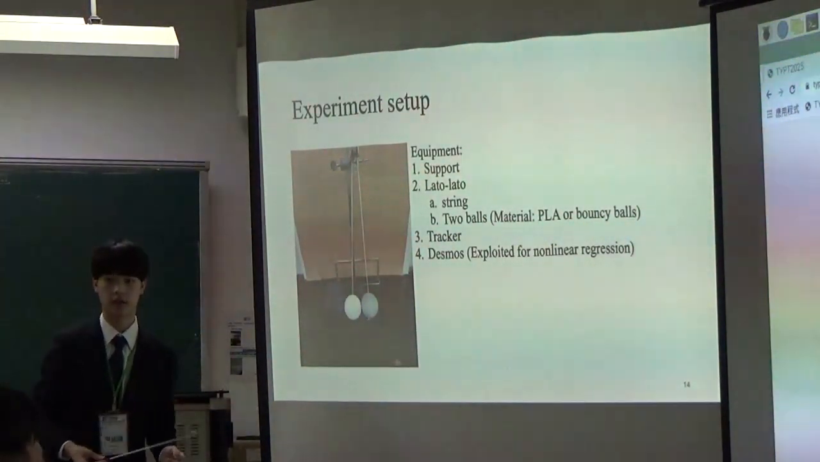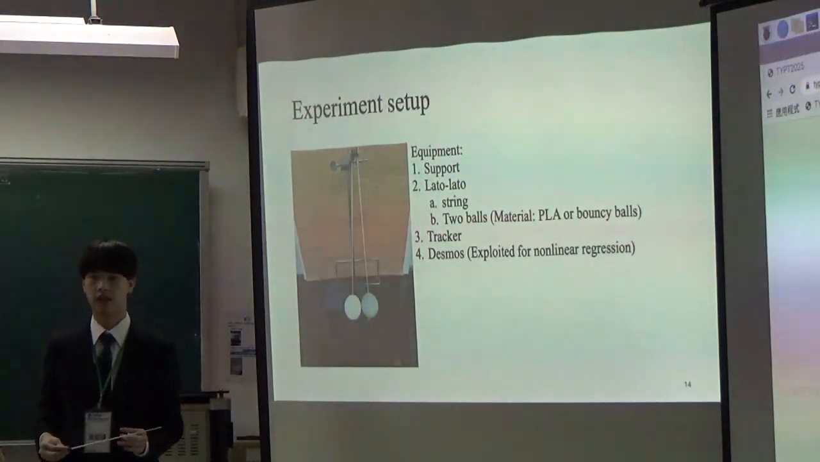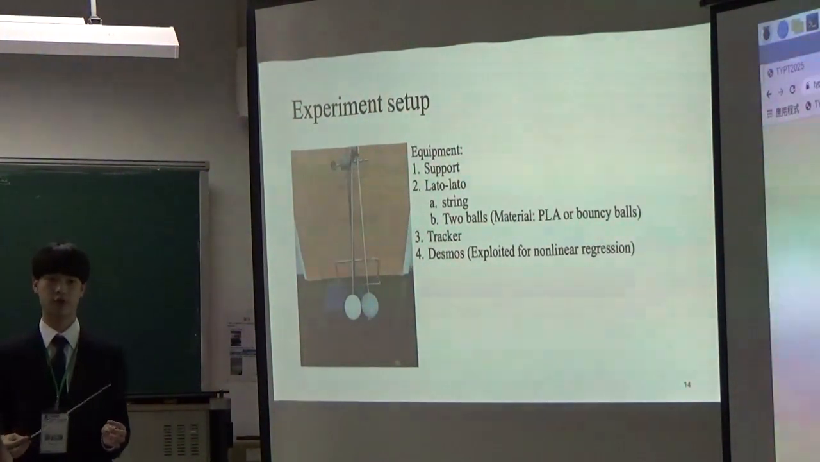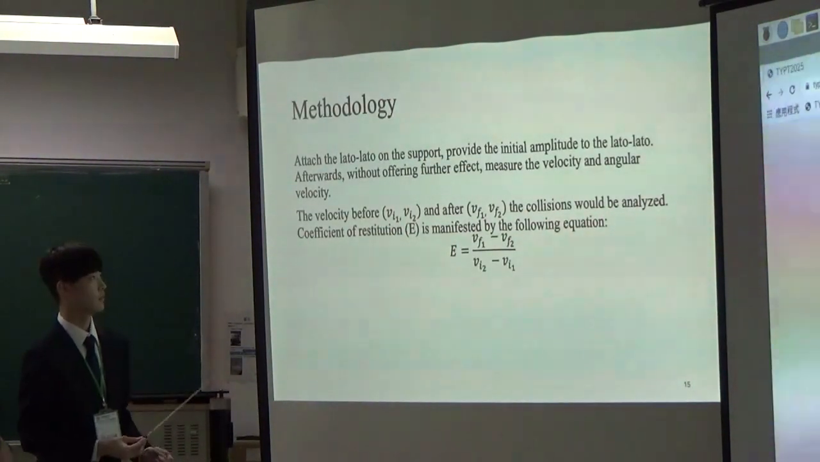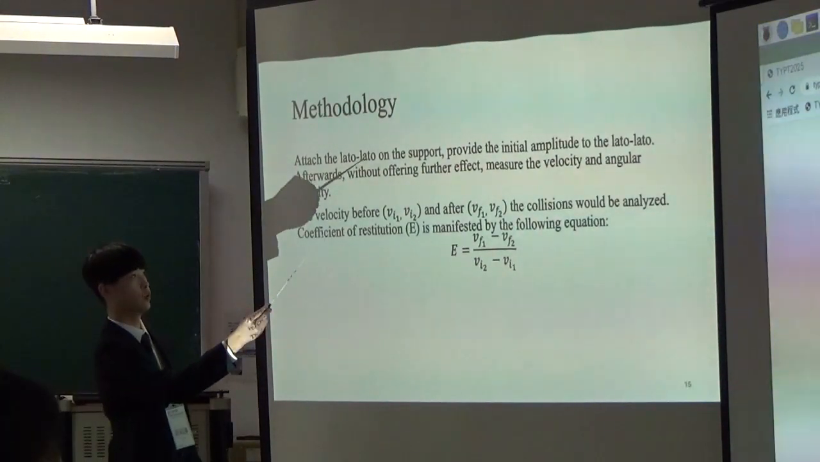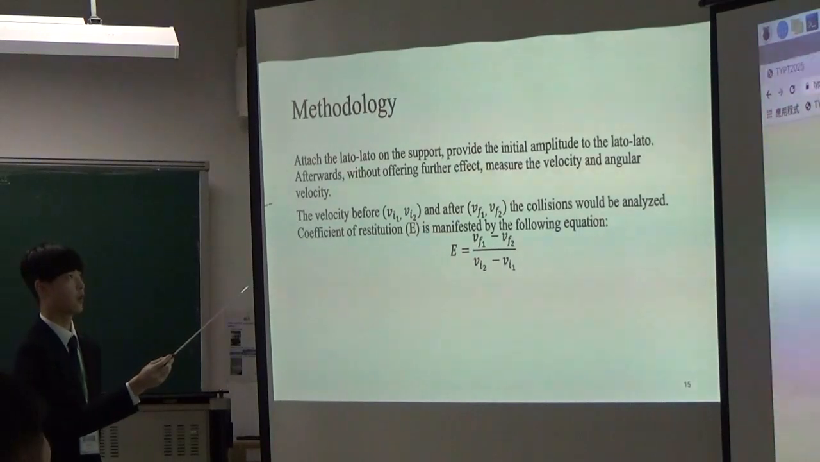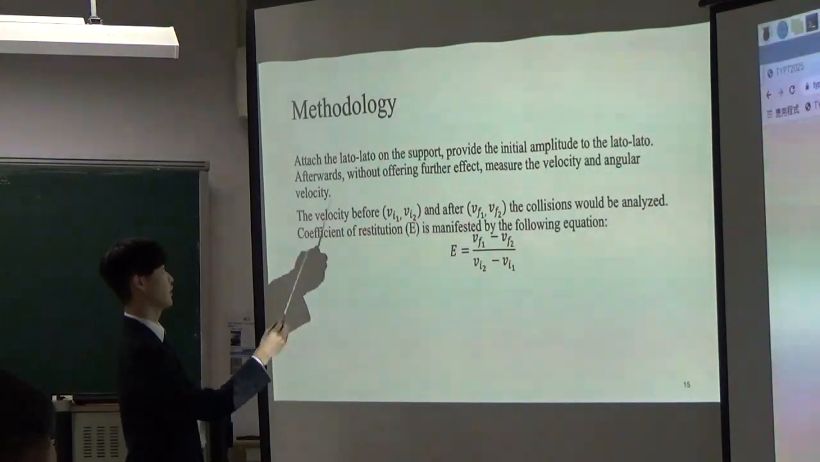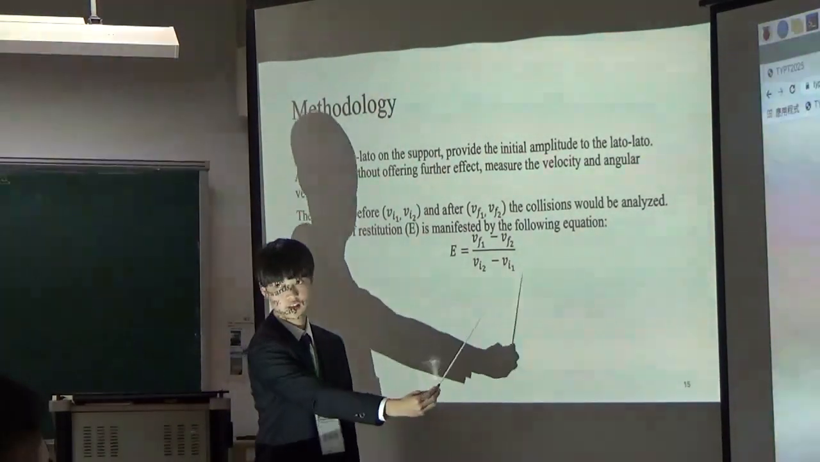And these are the equivalents of the second experiment. In this experiment, I would like to evaluate the coefficient of restitution and also consider the damping. Here is the method. Attach the lato-lato on the support, provide the initial amplitude to the lato-lato. Afterwards, without offering further effect, measure the velocity and angular velocity. And the coefficient of restitution can be calculated via this equation.